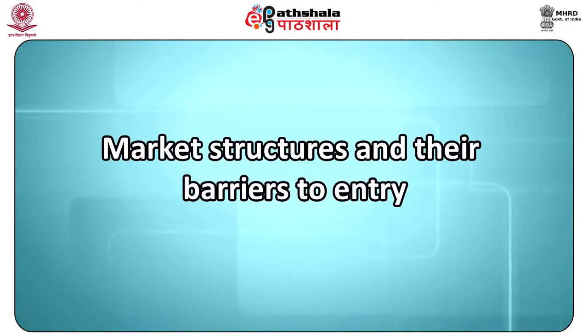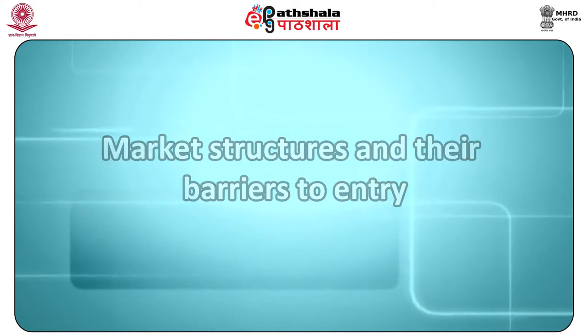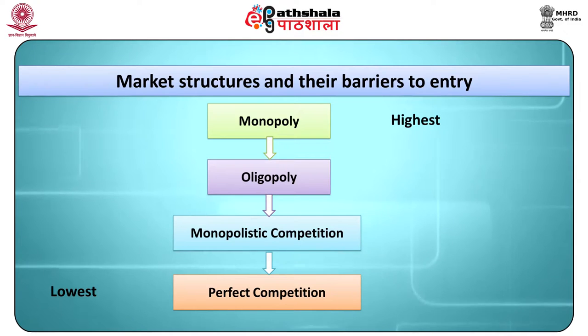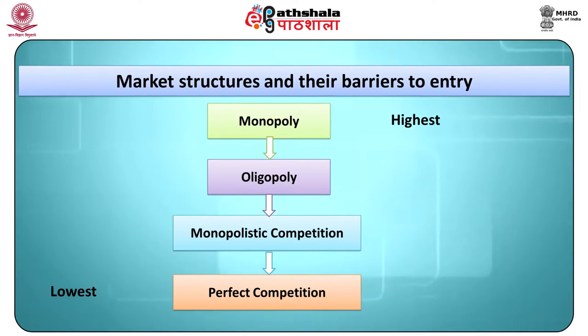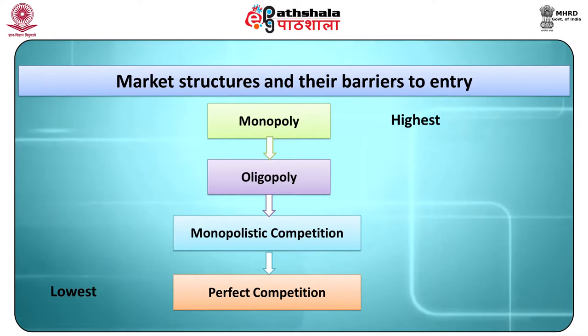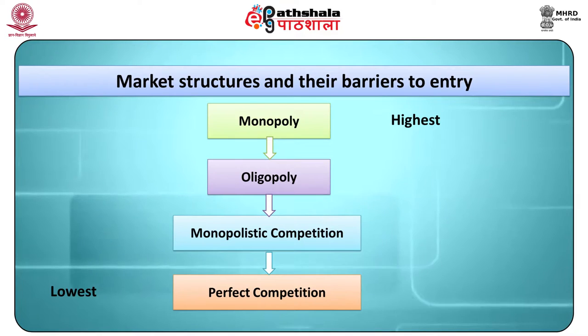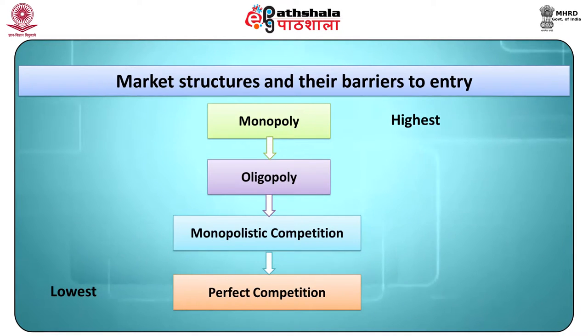Next is market structures and their barriers to entry. As discussed in the previous section, the degree of barriers to entry increases as one moves from perfect competition to monopolistic competition to oligopoly to monopoly, as shown in figure 1 below, and concentration of firms in the industry also increases.